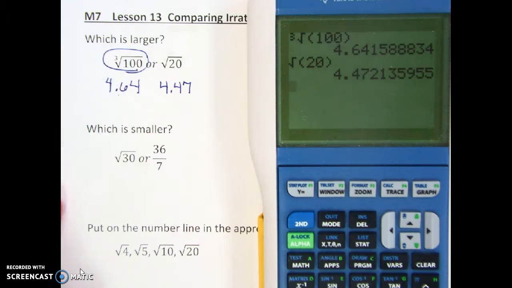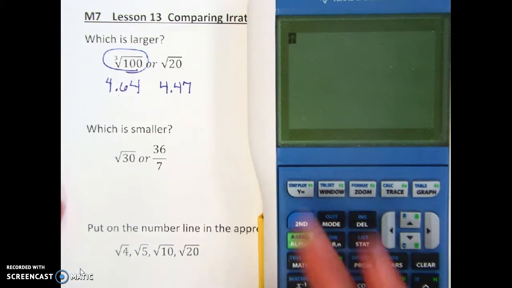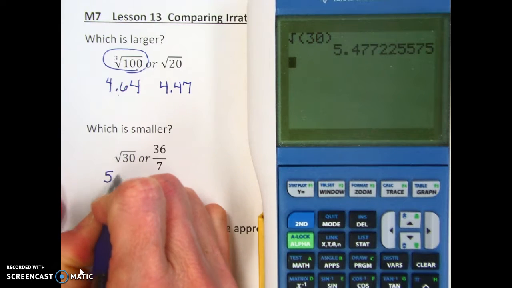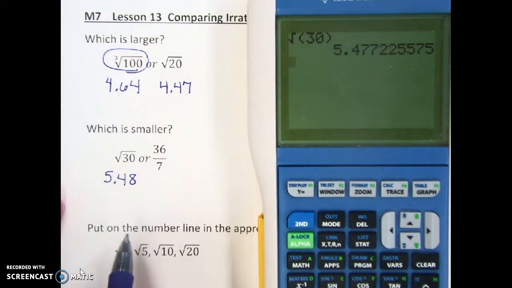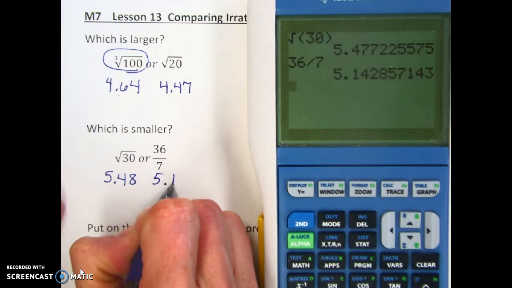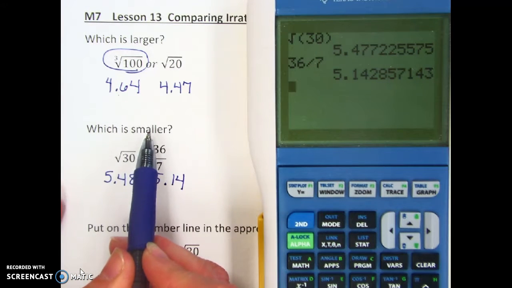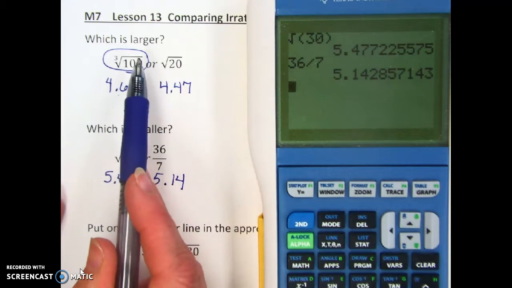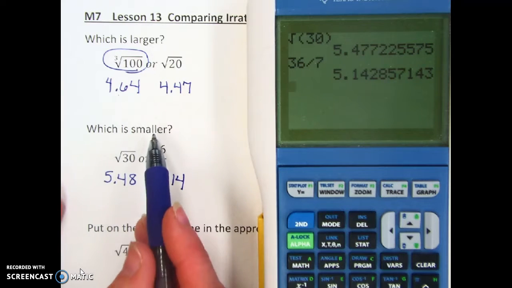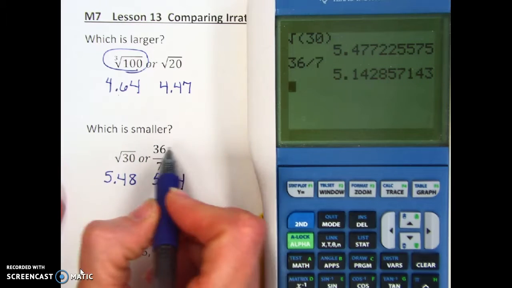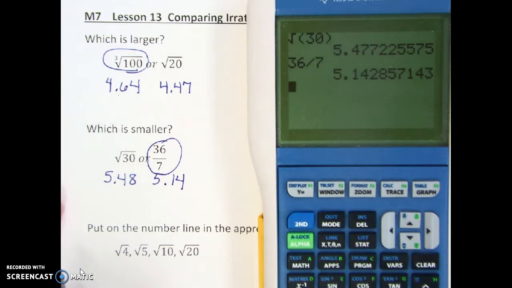For the second example, square root of 30 is 5.48 if we round it, and 36 over 7 is 5.14, which is smaller this time. Be careful because they go back and forth. One time they ask for larger, the next time they ask for smaller. Which is smaller, 5.1 is smaller than 5.4. So 36 over 7 is the smaller number.